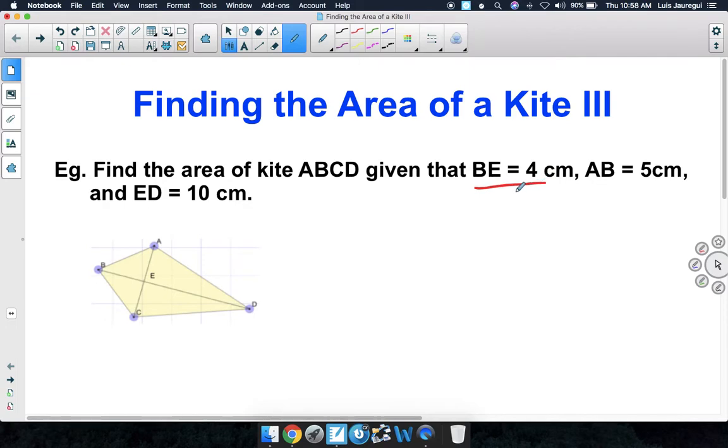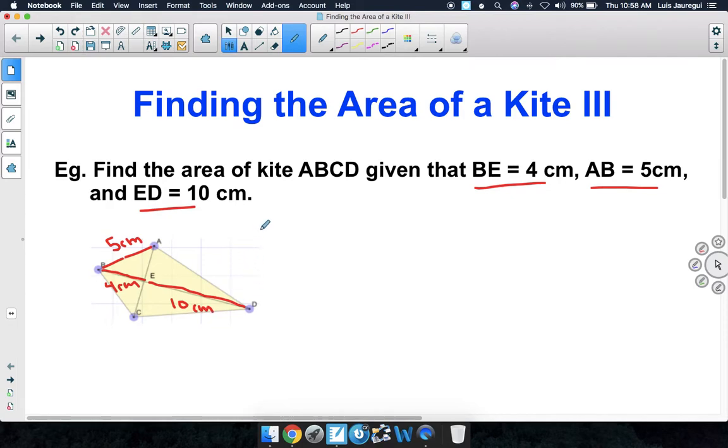We know that the length BE is equal to 4 centimeters, and BE is this segment over here, so that is simply 4 centimeters. We're also given that AB is equal to 5 centimeters, so AB is this other segment over here. And lastly, we're given that ED is equal to 10 centimeters, so this other segment over here is equal to 10 centimeters.